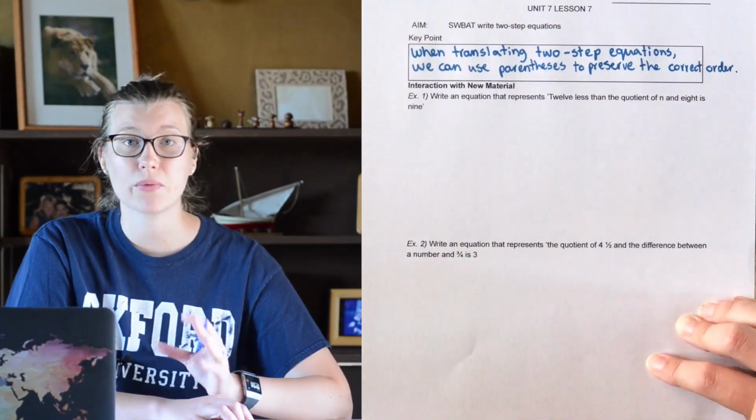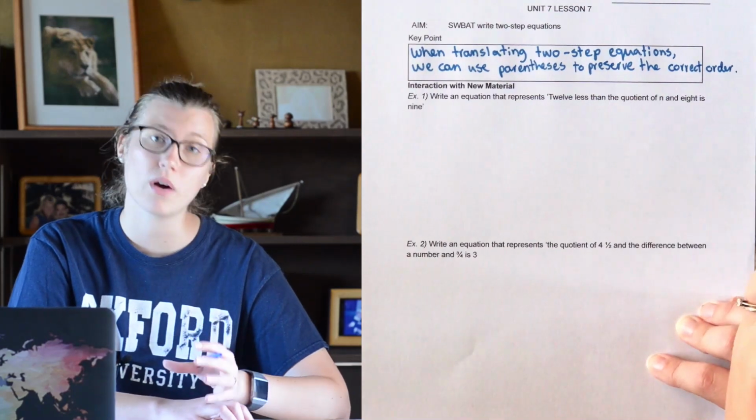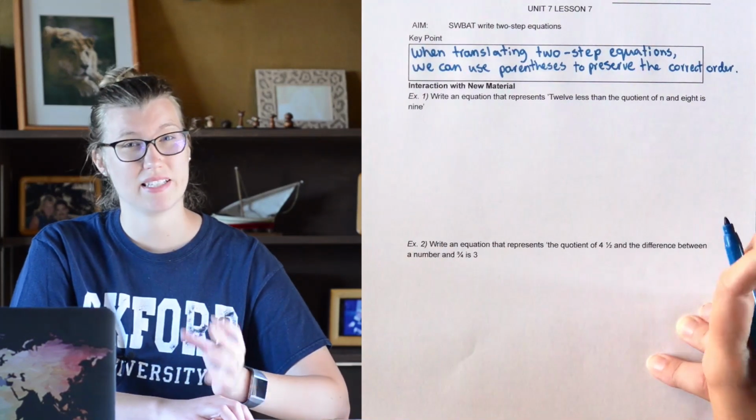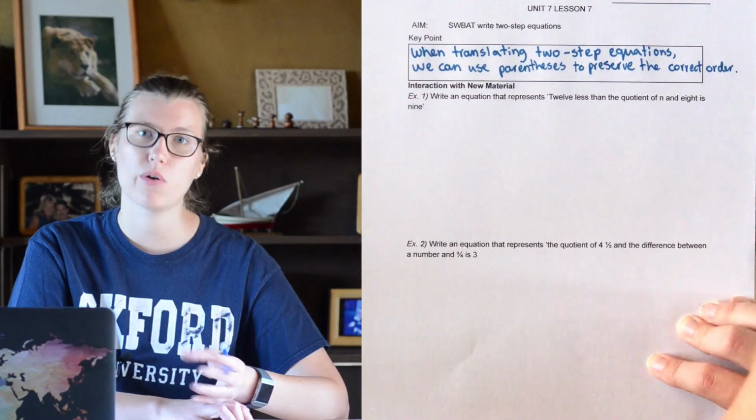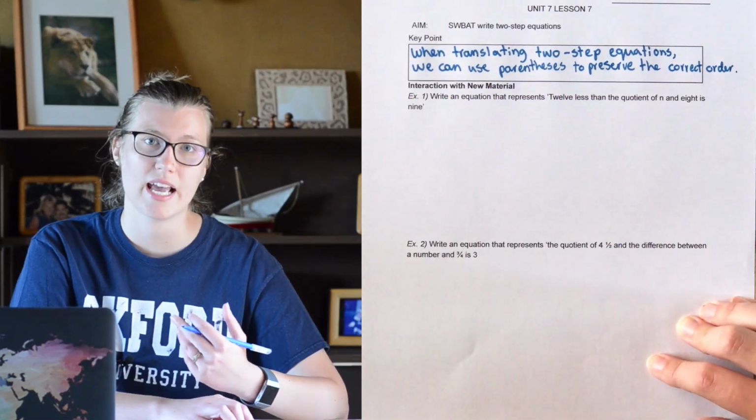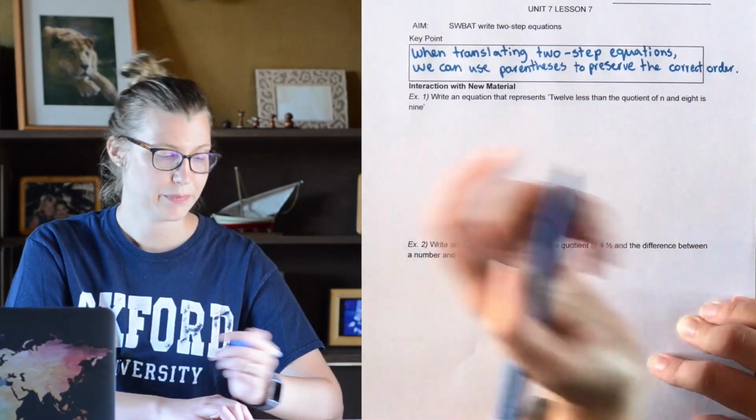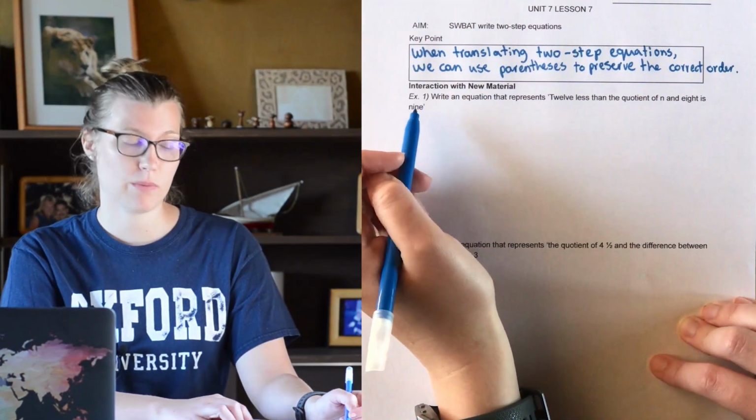So we're going to be using parentheses if we think that the order is going to be messed up if we don't have it. Okay, so I want you to be able to annotate today and then write equations. Let's look at example number 1.